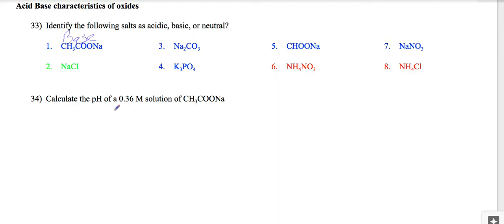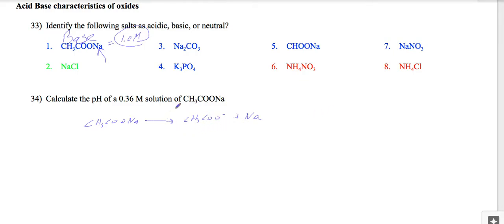Going back to our solubility rules in chapter 4, we know that if it has an alkali metal, it's going to be 100% soluble, meaning it dissociates into its ions completely. Let's say we have a concentration of this of 1 molar. That's where we're going to start. We have then CH3COONa, single arrow because it dissociates 100%, CH3COO- plus Na+.